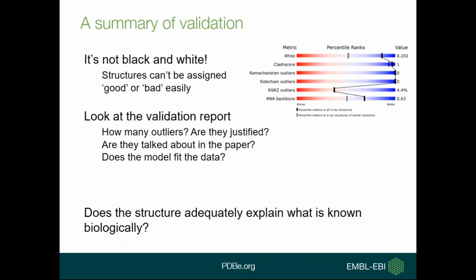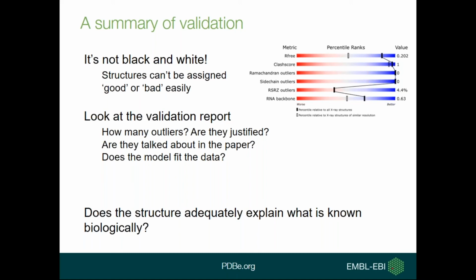So to summarize what we've said today, I hope you have an appreciation now that it's not a black and white issue. Structures can't easily be assigned to be good or bad. It's not black and white, it's not red and blue either. But you need to look at the validation report, see how many outliers there are, and are they justified? So a summary slider like this is okay, lots are towards the blue end. If everything was crashing on the red end, you need to be a little suspicious, but somewhere in the middle may be fine. But are the outliers talked about in the paper, if there's a paper describing the structure?